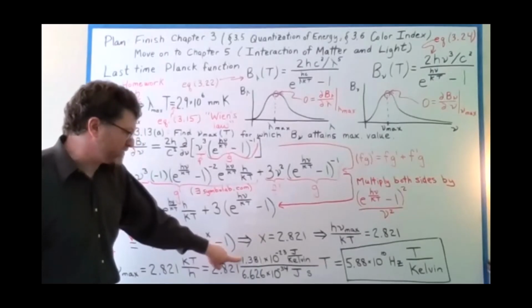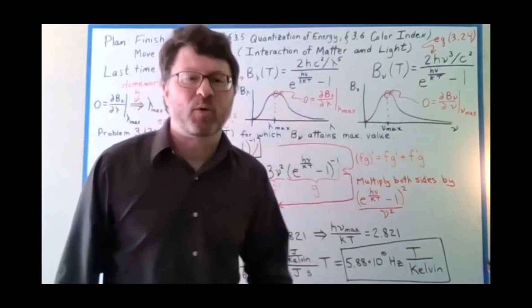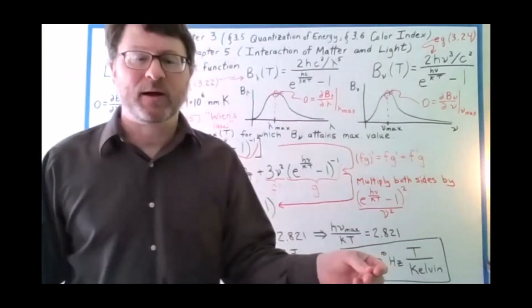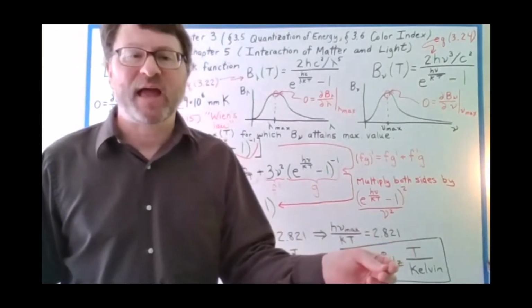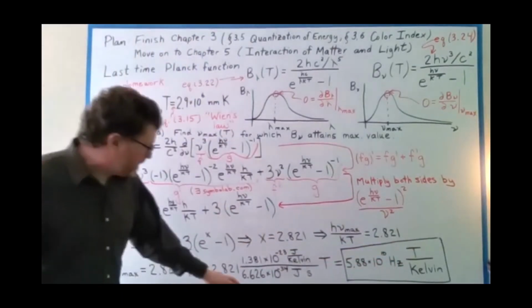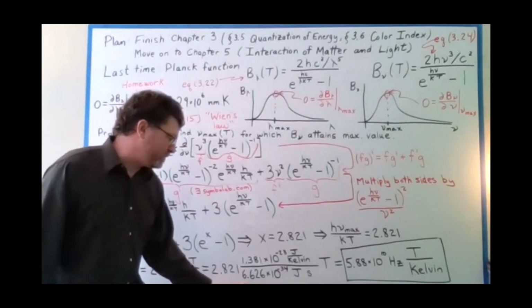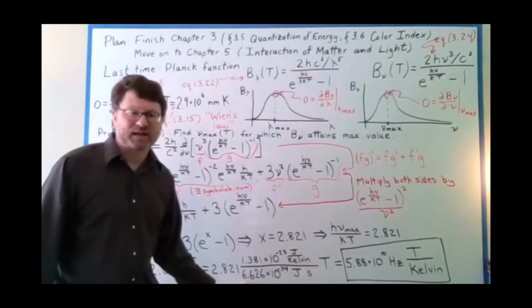1.381 times 10 to the minus 23 joules per Kelvin. And I wrote out the word Kelvin here because I didn't want to confuse it with the Boltzmann constant itself, k. It would be a capital K, Kelvin. Then we divide by h, 6.626 times 10 to the minus 34 joule seconds.